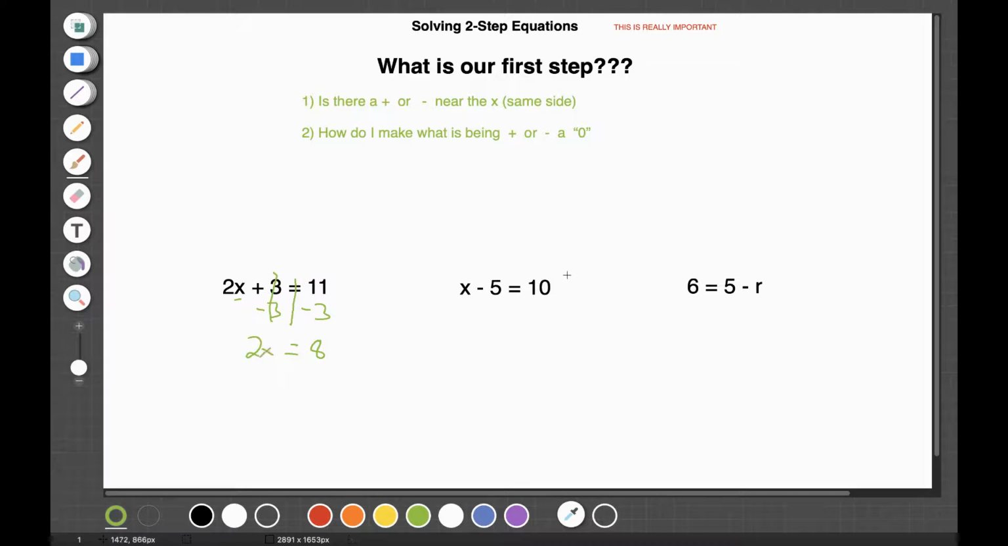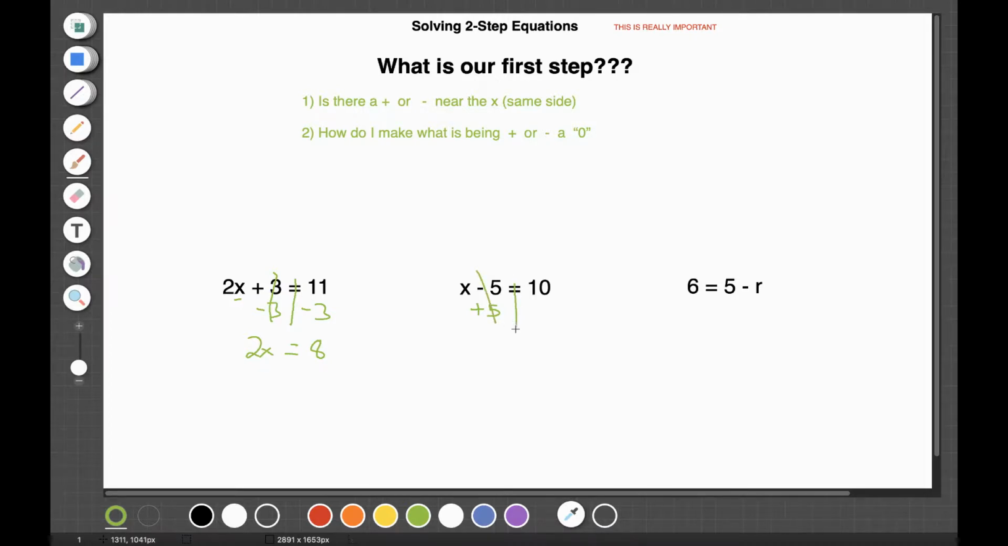Okay. How about this one? Is there a plus or minus near the x? Well, I see the x over here, and I see a minus. Perfect. How do I make what is being added or subtracted a 0? Well, you're subtracting 5. A minus 5, it's a negative 5, right? How do you make that a 0? Well, now you're going to have to add 5. Negative 5 plus 5 is 0. That's what you want. So that's why it cancels out, because it's 0.